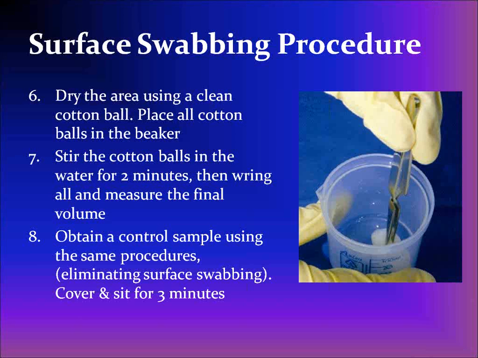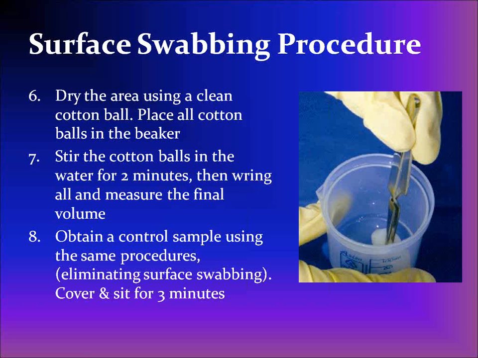Obtain a fresh cotton ball and dry the area. All of the cotton balls should be in the beaker. Stir the cotton balls in the beaker of water for 2 minutes. Then wring out all of the cotton balls against the inside wall of the beaker and measure the final volume by pouring the extract into the graduated cylinder.